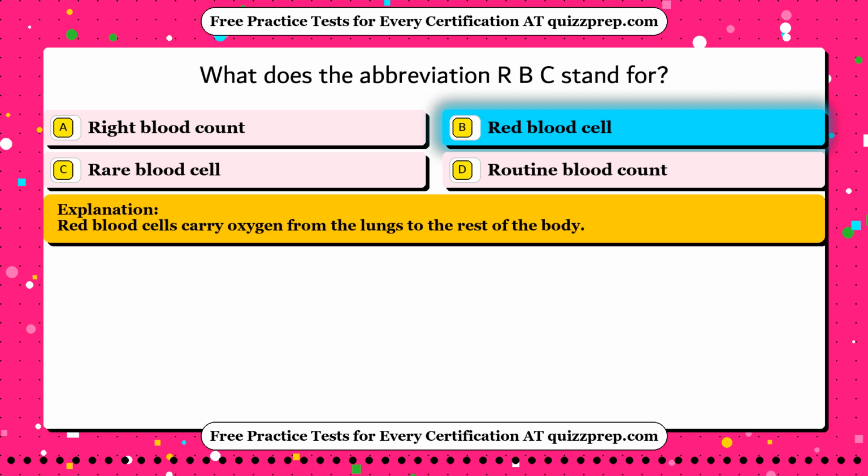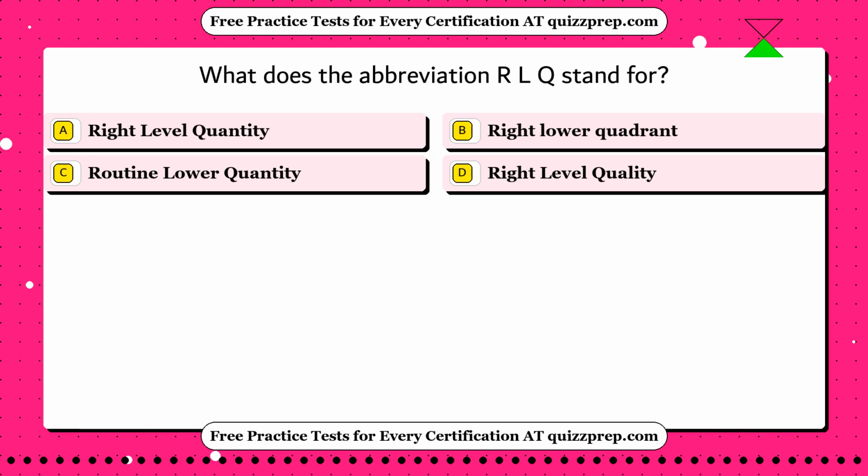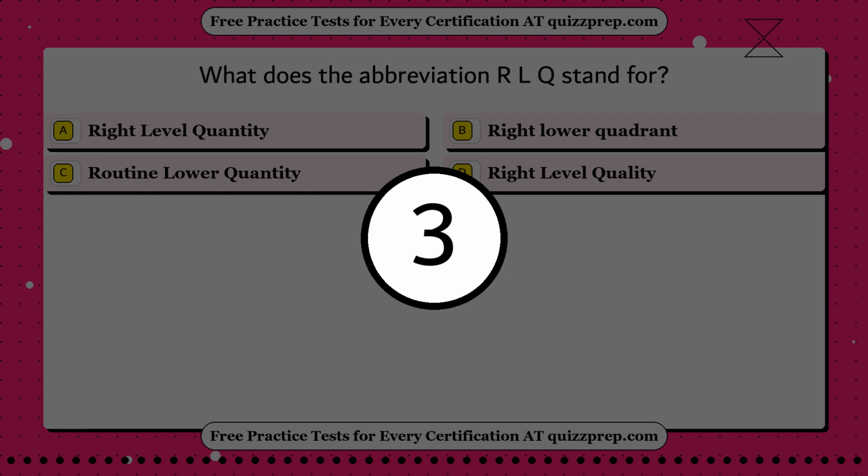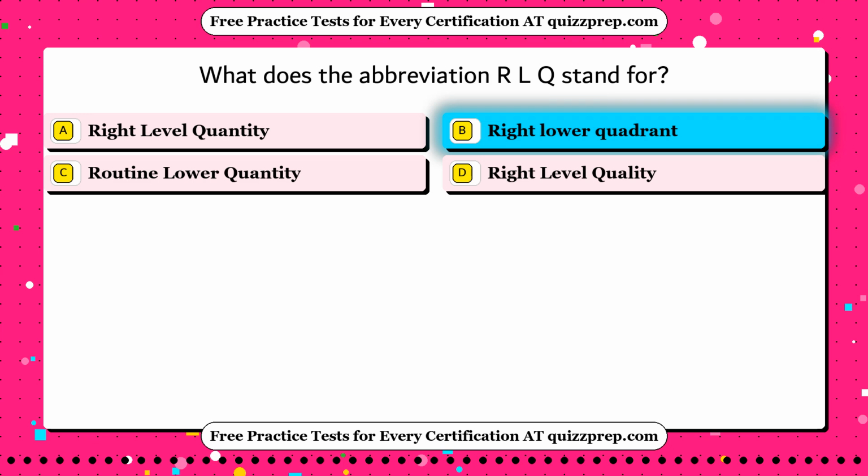Red blood cells carry oxygen from the lungs to the rest of the body. Question 106. What does the abbreviation RLQ stand for? Option A, right level quantity. Option B, right lower quadrant. Option C, routine lower quantity. Option D, right level quality. The correct answer is option B, right lower quadrant.